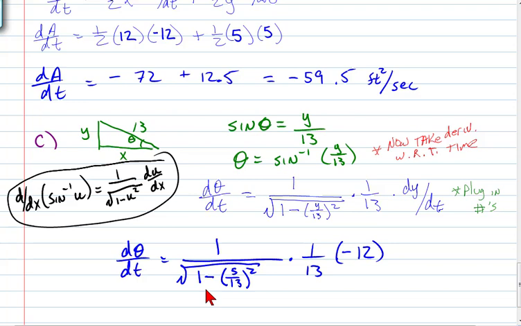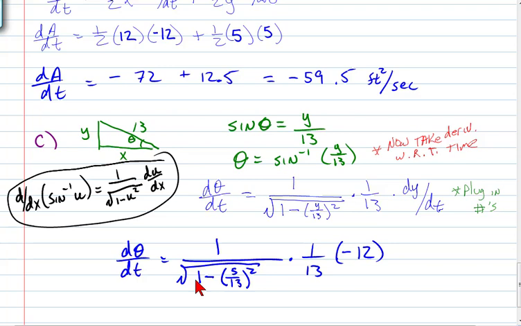So you get d theta/dt equals 1 over the square root of 1 minus, what was y, 5? In the original problem, x was 12, so y is 5/13 squared, times 1/13, times dy/dt, which was negative 12. What's 169 minus 25? 144. This is going to end up being 12, I believe. 1 divided by the square root of 1 minus (5/13) squared.